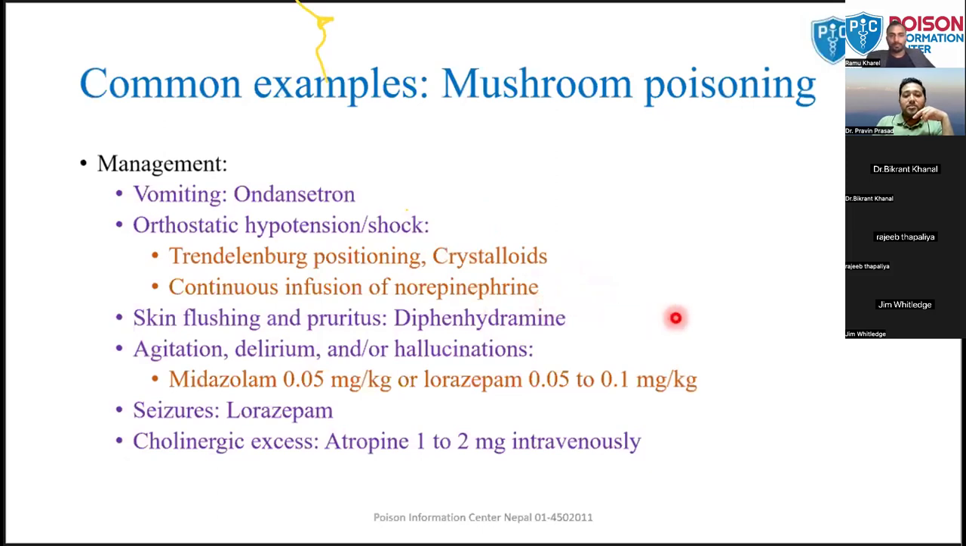If the person has some skin features like skin flushing as well as pruritus, then we might want to go for older antihistamines like diphenhydramine. If the CNS is involved in terms of agitation, delirium, or hallucination, we might want to go for benzos like midazolam. The dose would be 0.05 milligram per kg, or we might want to go for lorazepam. The same lorazepam can also be used for seizures. The dose will be the same, 0.05 to 0.1 milligram per kg body weight. And yes, if there's a cholinergic excess, we want to go for atropine.